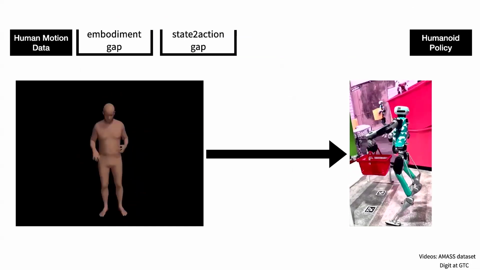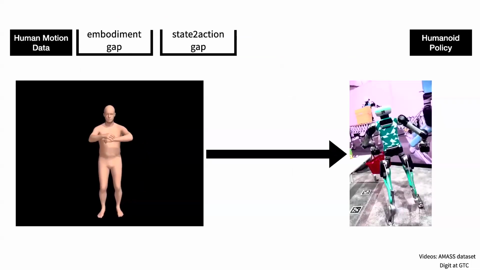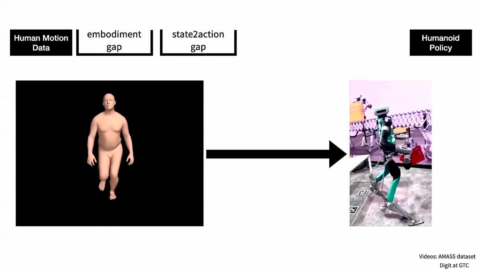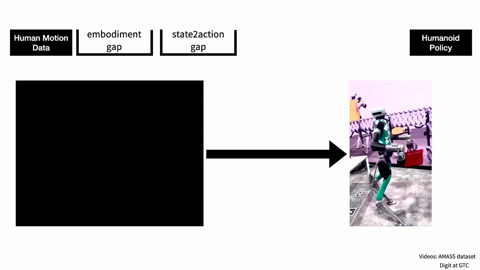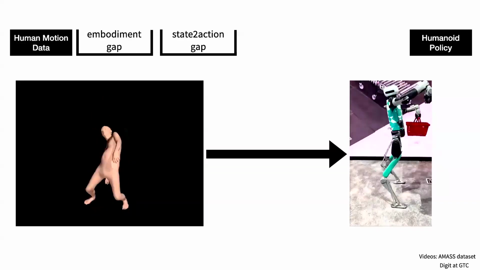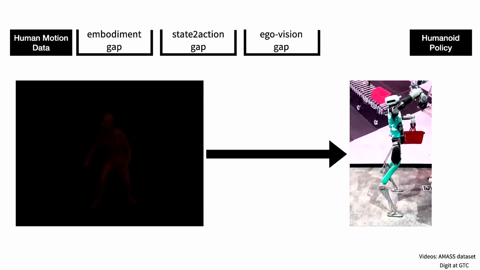There's a state to action gap, because if you look at the human motion capture data, it's really just the kinematics, joint angles. What we really want is the action, or we want both, right? We want to be able to extract the joint torques, or whatever action space that you define, from this kinematic information. And then there is the egocentric vision gap, right?